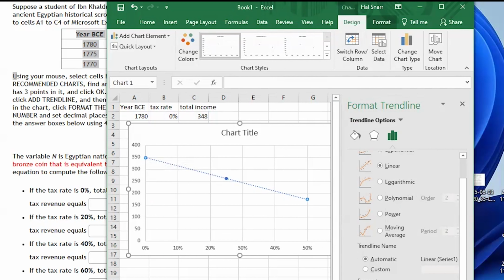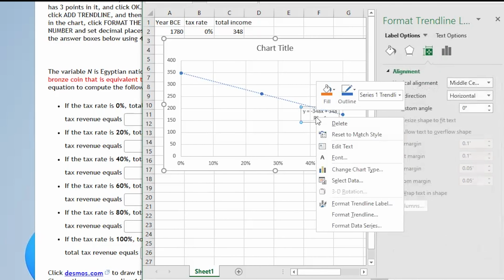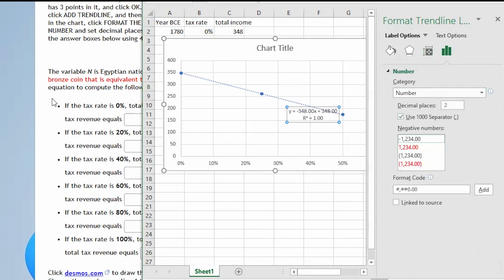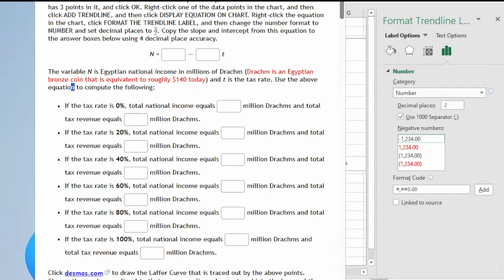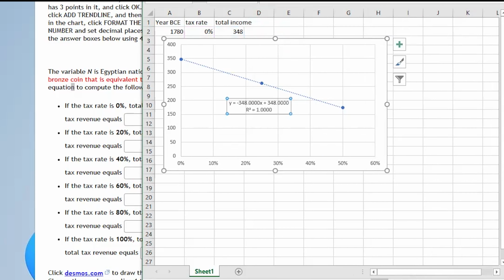Then I'm going to scroll down and I'll go ahead and click Display Equation on Chart and Display R squared value on chart. I'm going to right click on the equation that Excel gives me and then Format Trend Line Label. Change the number from general to number. And then set the decimal places to 4. So I'm going to change this to 4 here, for a higher level of accuracy. Then I'll set it aside over here.